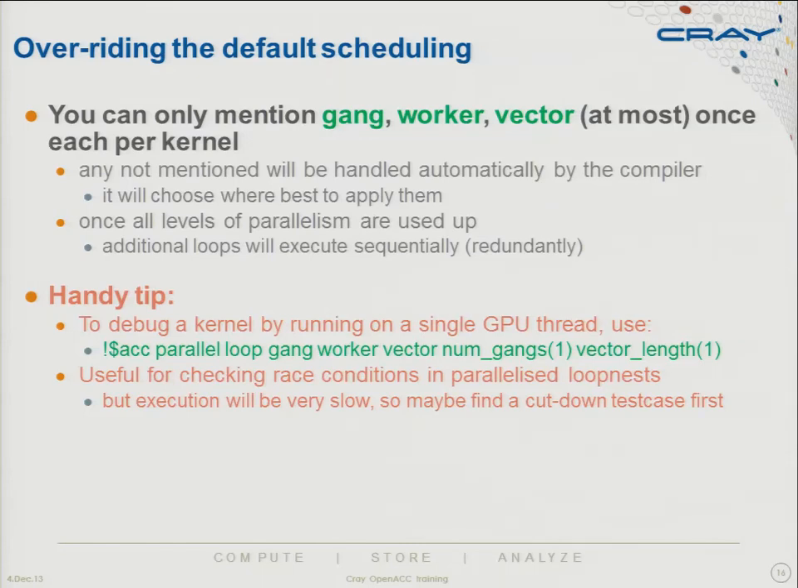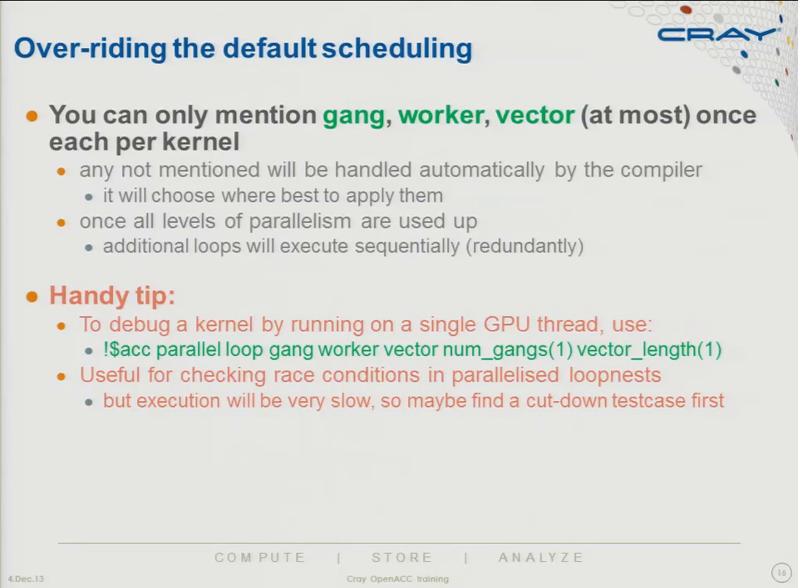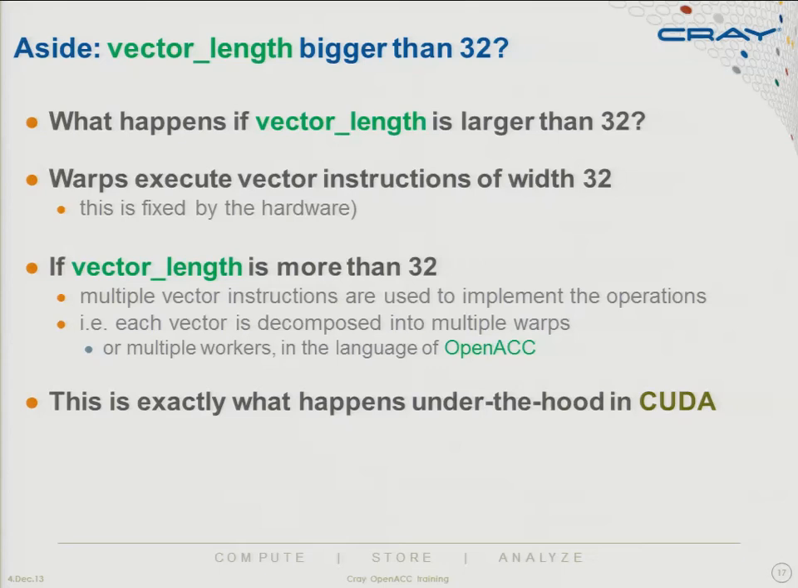Well, technically, within a loop nest, you can only mention each of these once. You don't have to mention them, but if you do, you can only do it once, because it doesn't make sense to do it more than once. You can't say vector for this loop and vector for that loop. If you have a race condition and your code doesn't take too long to run, you can run it on a GPU with one thread and one thread block. It's a way of finding out if it's a problem in the code or if it's a race condition. But execution will be very slow.